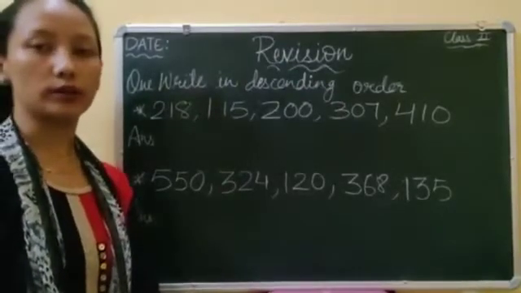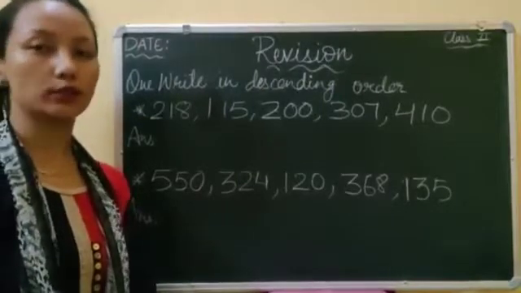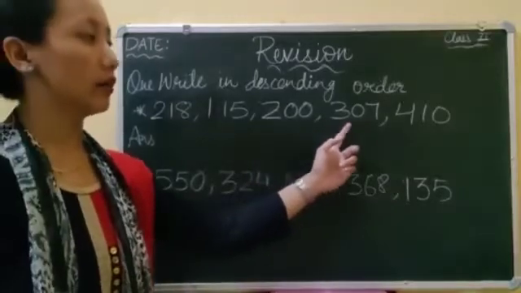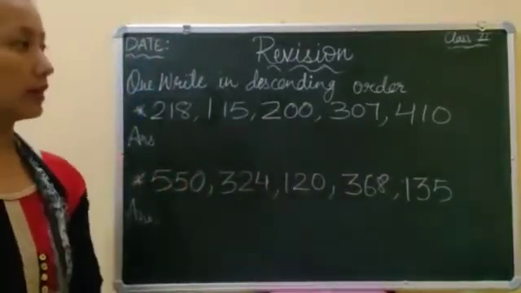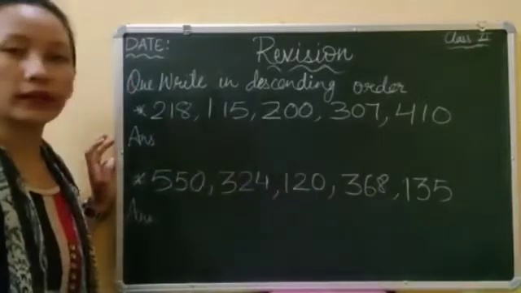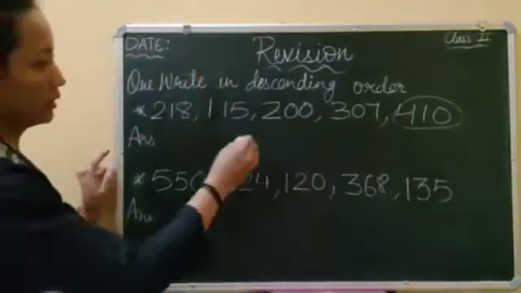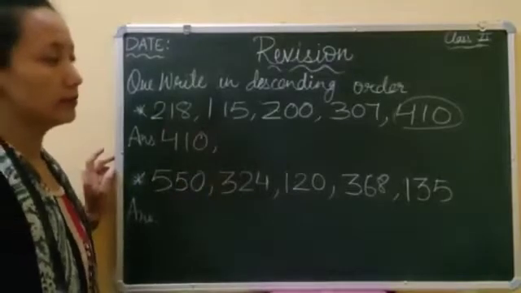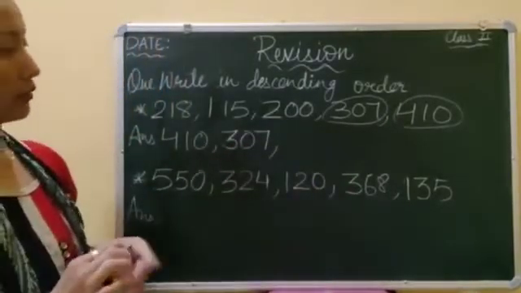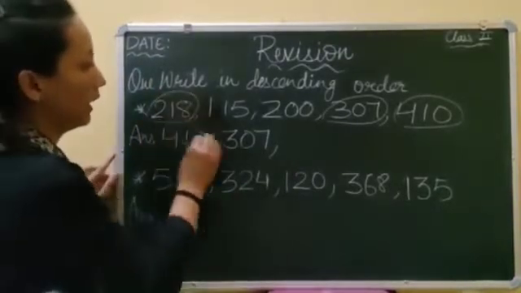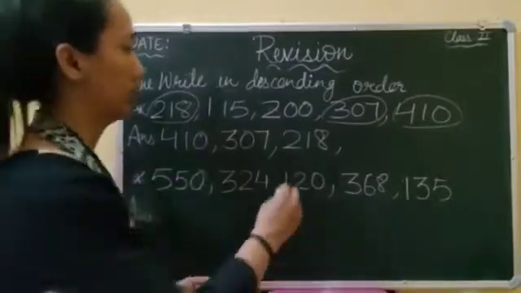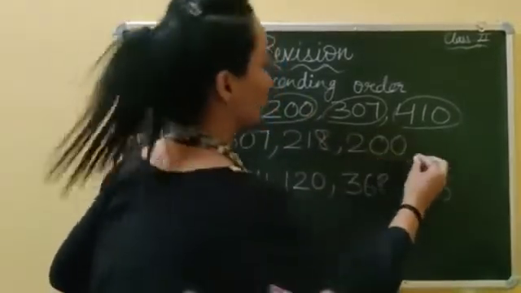Okay, students? Next, write in descending order. Descending means going down. That means arranging numbers from the largest to the smallest number. Okay? The first we have 218, 115, 200, 307 and 410. Now, tell me the largest number. 410. After that, yes, 307. After that, smaller than 307. Yes, 218. From this, which one is greater? 200. So, write 200. The last 115.